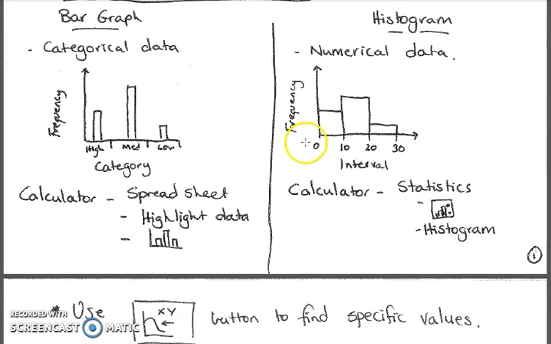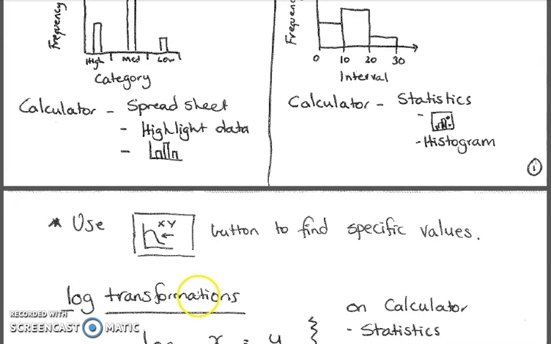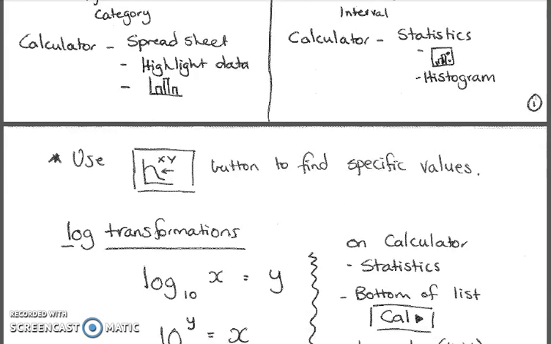On your calculators, you can plot your bar charts or your histograms using your CAS calculator. Here's two ways you can do it. You can use a spreadsheet, or you can use the statistics function from the main menu. When you are in statistics, once you've plotted your graph there's a little button that says X, Y, and it's got a little line to find specific values on your bar or on your histogram. I'll revisit this in a minute.